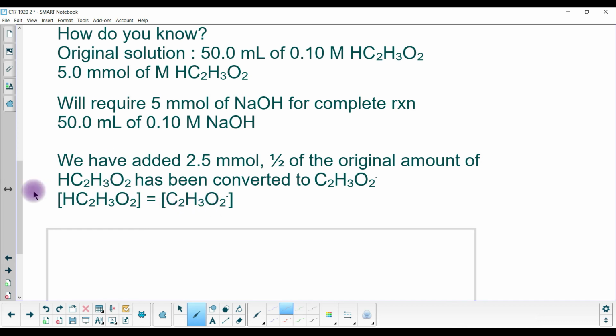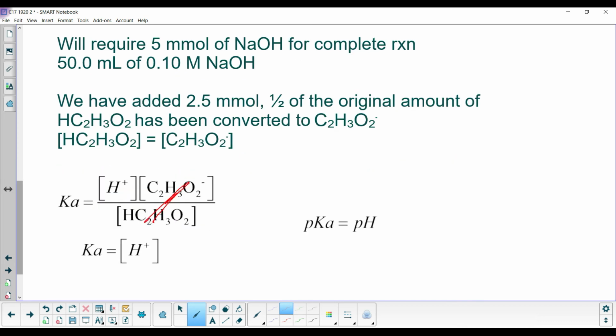That should sound familiar. That is a buffer. If the concentrations are equal, those cancel out, and my equilibrium constant is equal to my hydrogen ion concentration. Thus, at halfway to the equivalence point for a weak acid strong base reaction, the pKa is equal to the pH. You should be able to look at a graph, find this point, and calculate the pKa and eventually the Ka.